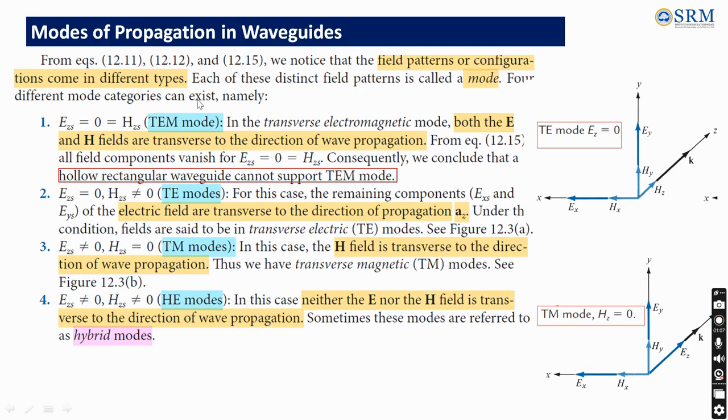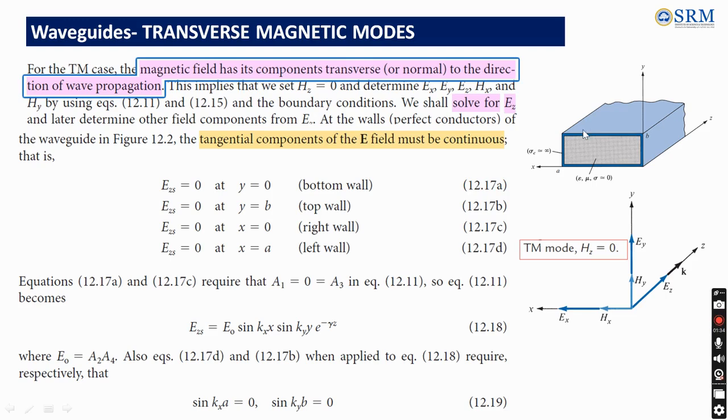So there are four different mode categories. The first one is the TEM mode, called transverse electromagnetic mode, where the electric field and magnetic field both are transverse to the direction of wave propagation. We know that the wave is propagating along the Z direction, and in the rectangular waveguide the broader dimension a is placed along X, as we can see in this picture, and the narrow dimension b is positioned along the y-axis. So the wave is going to travel in the Z direction.